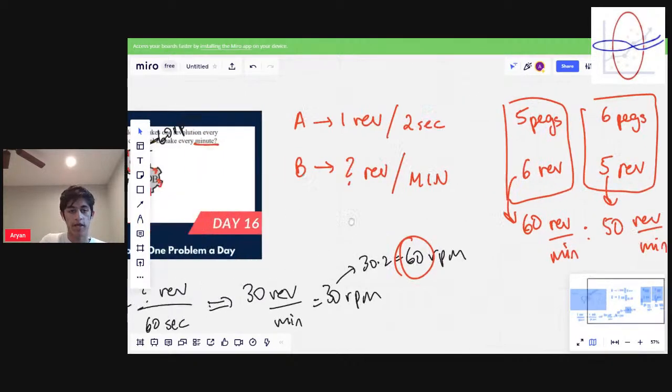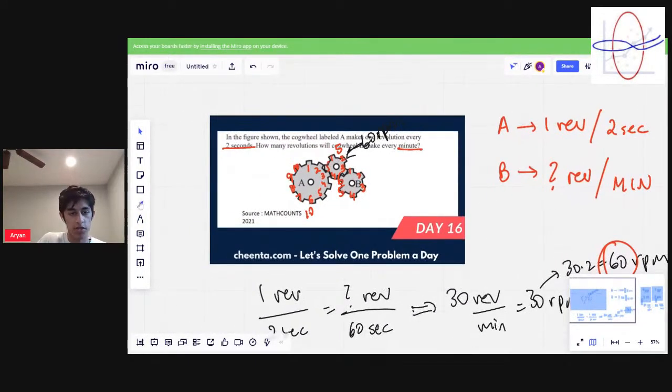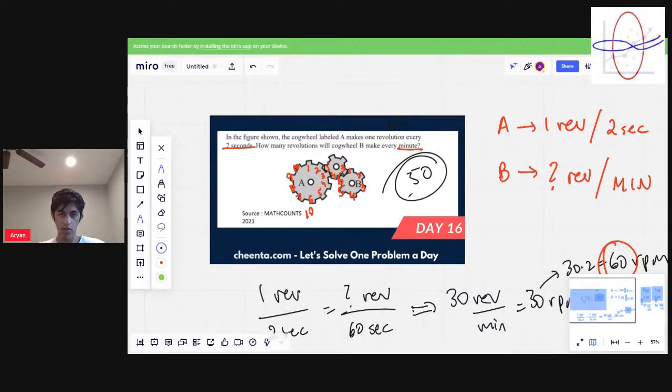And thus we go back here and make sure we're answering the question. Let's get rid of some of this so we can read it. How many revolutions will cogwheel B make every minute? We found that to be 50. So we would write that down and be done. And that should be all for this question.